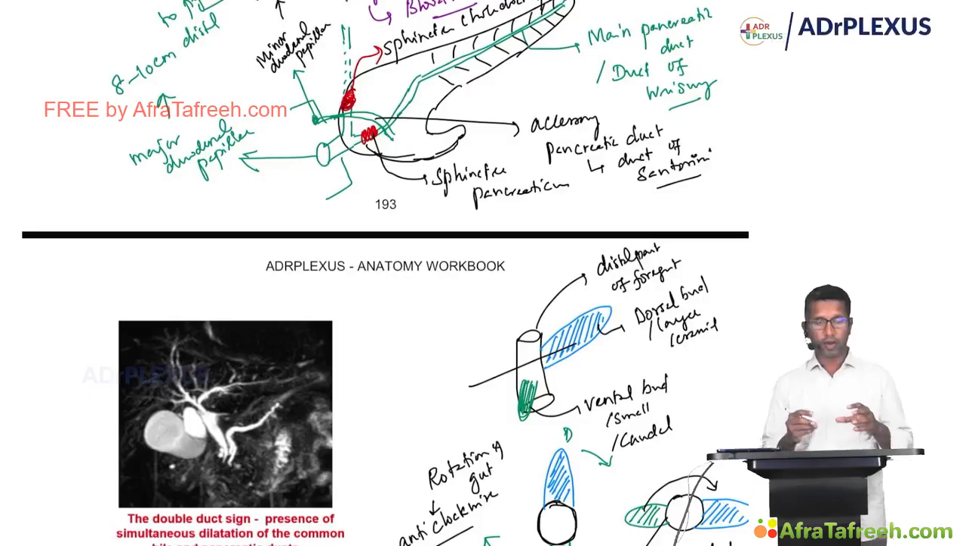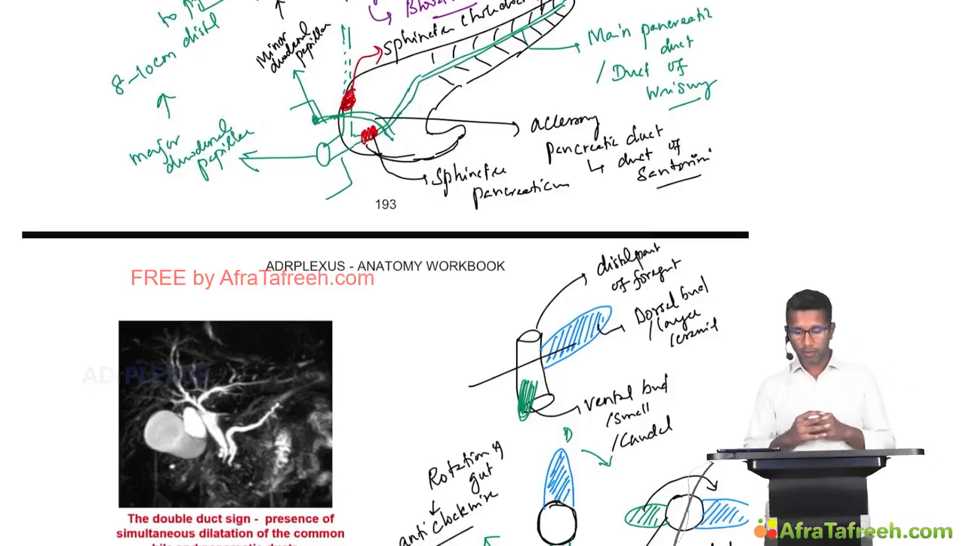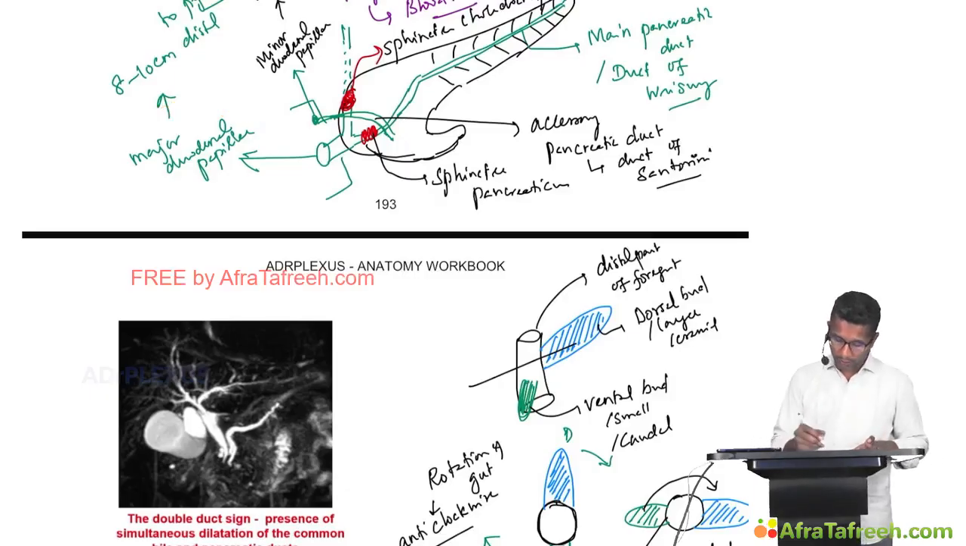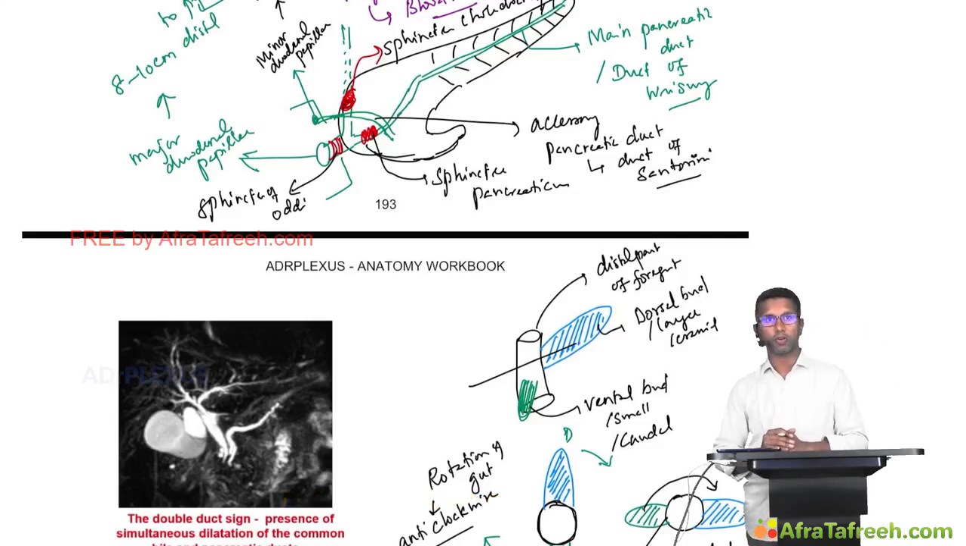And after the fusion of the pancreatic duct with the bile duct, where they dilate and form the ampulla of Vater, you get an important sphincter here. This sphincter is called the sphincter of Oddi. Yesterday we saw this also. And all these three together are called the sphincter of Oddi complex.